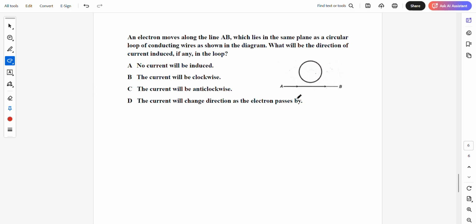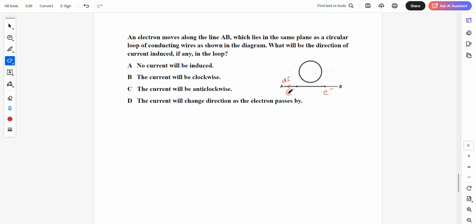An electron moves. Slowly the electron is moving up. Only one electron is moving like this. Now, what happens to the differential current? A small current, let us say differential current dI, is flowing like this, opposite to the movement of the electron. It lies in the same plane as a circular loop of conducting wire as shown. What will be the direction of current induced, if any, in the loop?